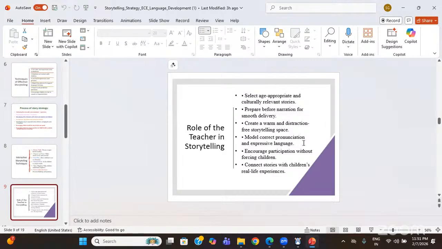And then model correct pronunciation and expressive language. This is very, very important. So, in the story which I have told you, I have used please, but that is not written in the story, isn't it? So I made it so that children will learn automatically. Please, when you are asking something for a help from someone, you should ask please, isn't it? In a pleasing tone. So model correct pronunciation and expressive language. Encourage participation without forcing children. Connect stories with children's real life experiences.